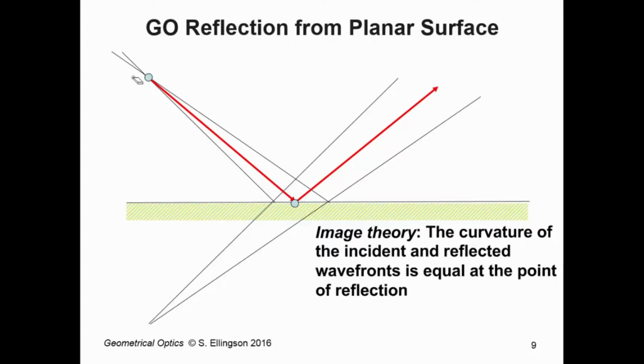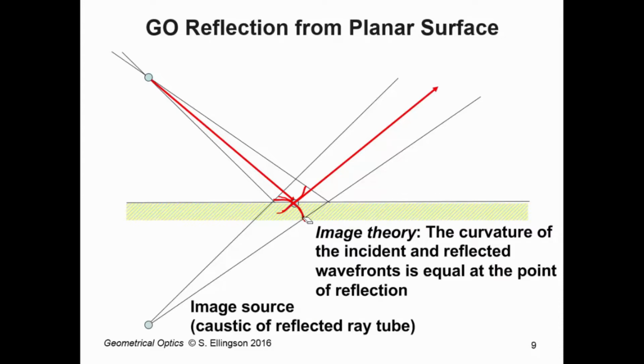We know from image theory that the curvature of the incident and reflected wavefronts is equal at the point of reflection. In other words, whatever the curvature is here, the curvature of the reflected geometrical optics field must be equal. The way you can see that is from the simple construction where you backtrack along the ray tube and you can see an image source, right? Image theory says you can replace the perfectly conducting half space with an image source, an equal distance below the ground plane that the original source is above the ground plane, and from this you can immediately see that these 2 curvatures must be equal.